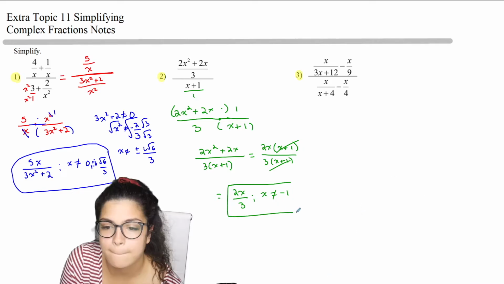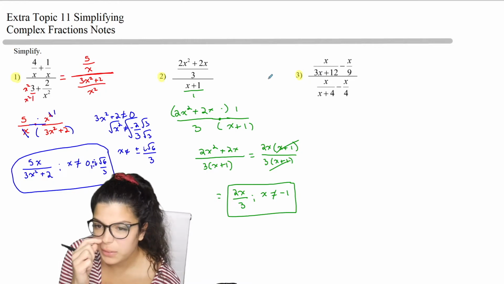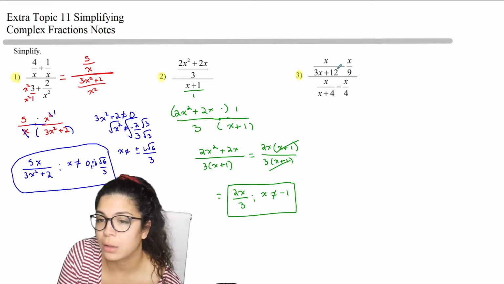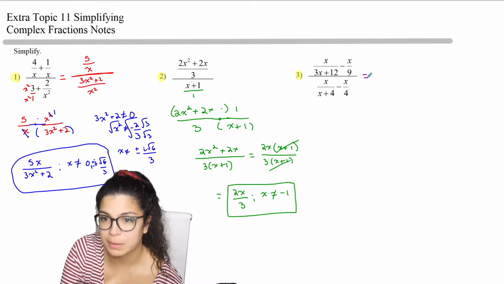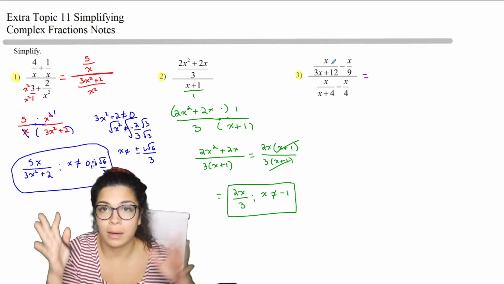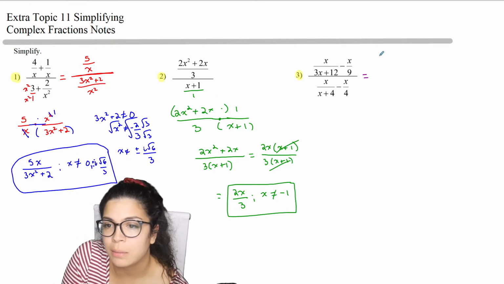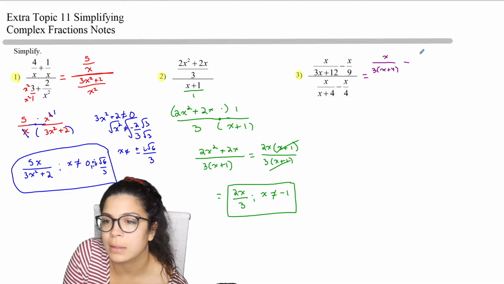Okie dokie. Moving right along, looking at number 3, we have multiple fractions in the numerator and multiple fractions in the denominator. So the first order of business will be to consolidate and actually subtract those two fractions. So I'm going to factor out a 3, which gives me x plus 4, and 9, of course, is 3 times 3.